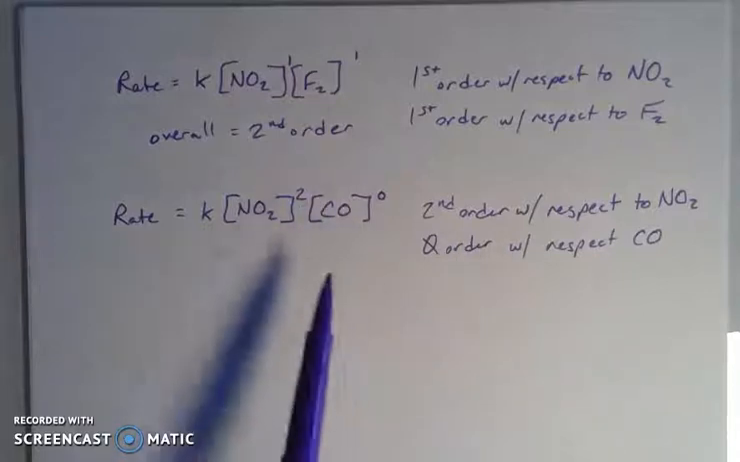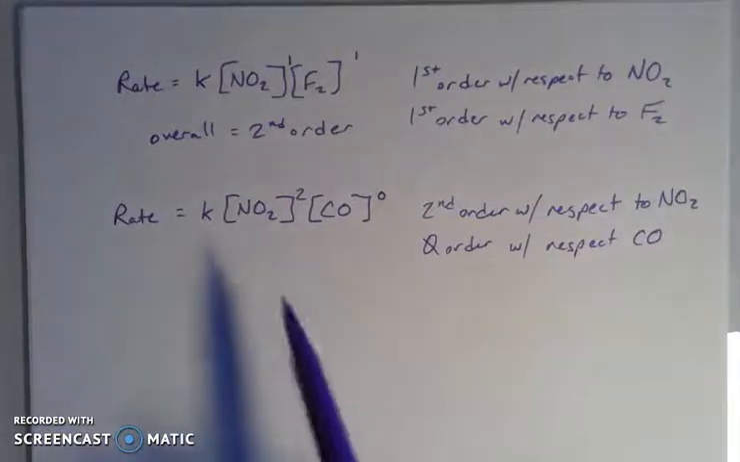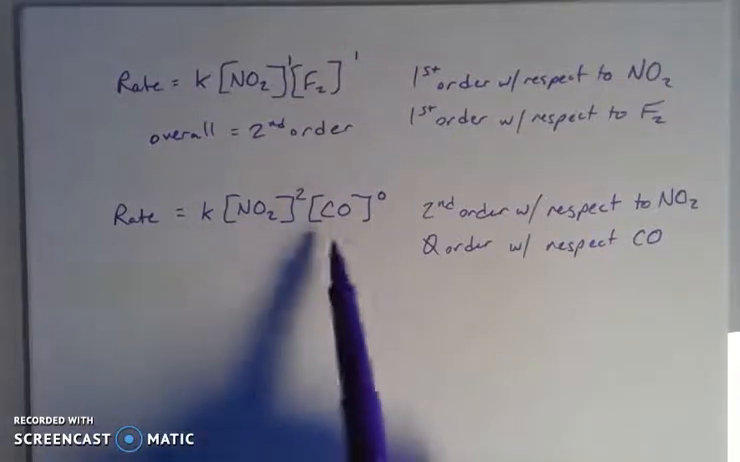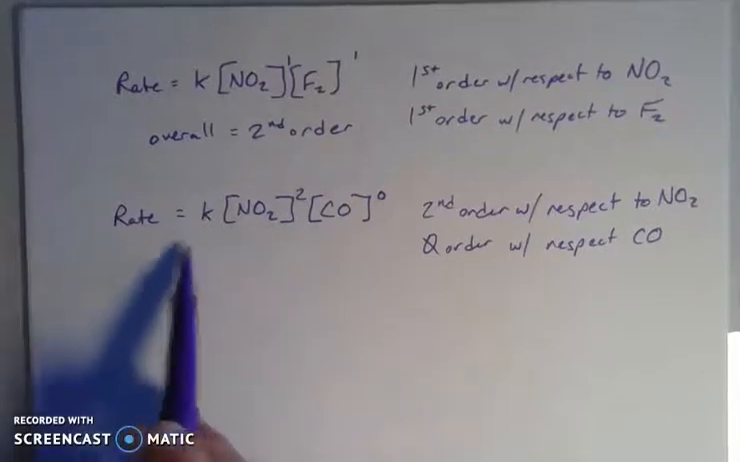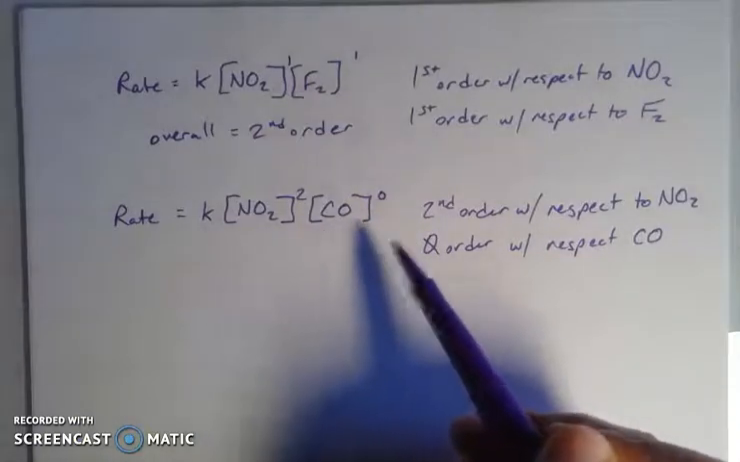So if I increase this, it's not going to mess with my rate at all. It's just going to go up in the normal way that it would, depending on whatever else is going on in the reaction. It doesn't matter if I tweak that concentration. So we would probably not even include that, right? Because anything to the zero power is 1.